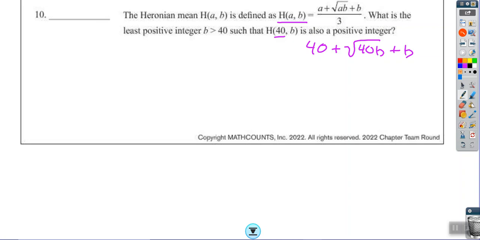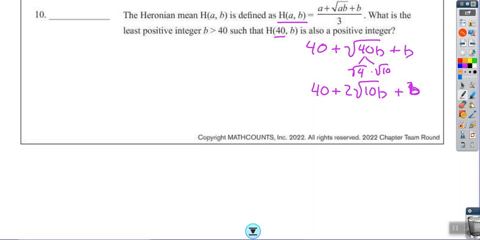We're like, wait a second. Is there a number that goes into 40 that's a perfect square? Yes. Four. Right. So we have the square root of 4 times 10b. What is the square root of 4? Two. So we have 40 plus 2 times the square root of 10b plus b right here. Does that make sense so far? Yes.